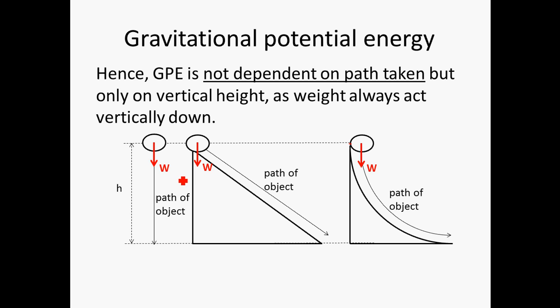Why? Because the work done by the weight is only W times h. That means W, which is in the downward direction, times the distance moved in the direction of W. So it's W times h. Because W is also pointing downwards in the second case, the h will still be only the vertical height. Similarly, for the third case, W is pointing vertically down, so the h will still be the vertical height. That's why GPE is only height dependent, not path dependent.